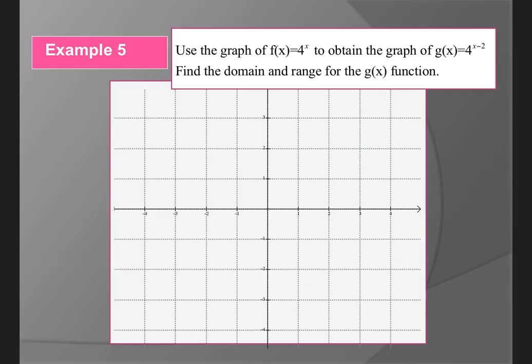All right. So if I plot my original points again, we're at negative 1, 1/4, 0, 1, and 1, 4. What happens if it's in the exponent, x minus 2? It's to the right 2. So our horizontal asymptote is going to stay the same. We're just going to shift all of our points 2 places to the right.